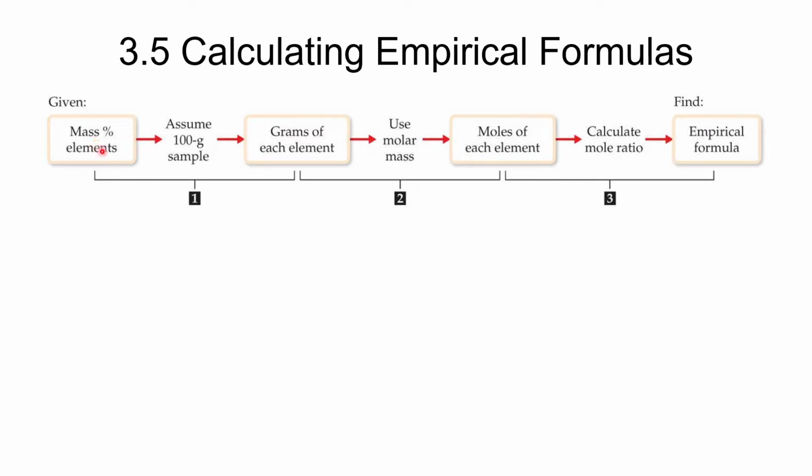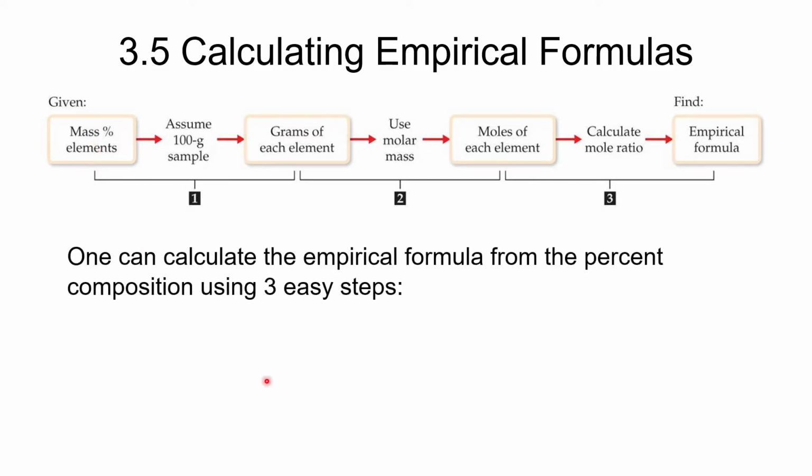One is that when given the percent composition by mass, we change those percentages into grams. The idea behind this is, if we have 100 grams of a substance and it's 53.45% carbon by mass, then it's 53.45 grams of carbon. So we can just take those percentages and simply turn them into grams.